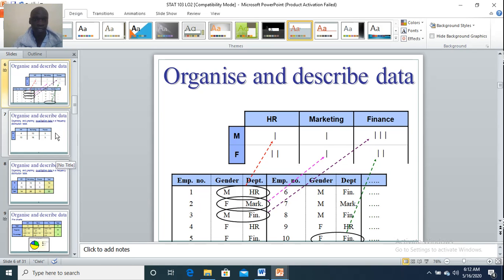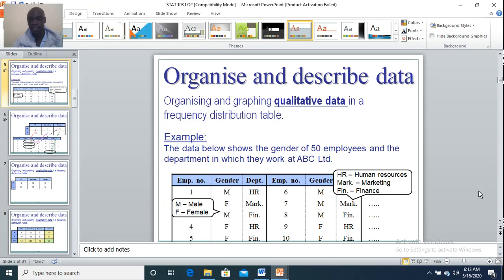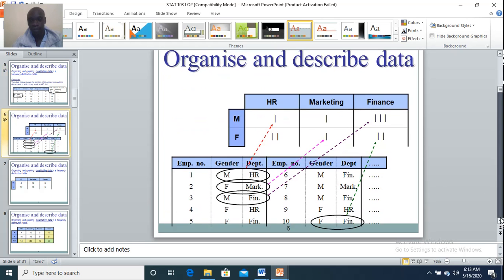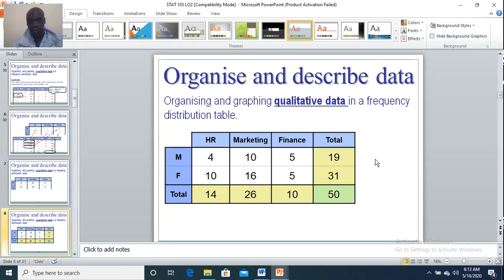So basically, this is the data that we now have. Let's say we had 4 in HR who are males, so that we have males are how many? 4 plus 10 plus, they are 19. Females, they are 10 plus 16, 26, 31. Remember we said we have 50 employees from our previous data. Now we have this data, so we make the totals. So now we know that males are 19, females are 31, but we may want to know how many are in HR. There are 14.